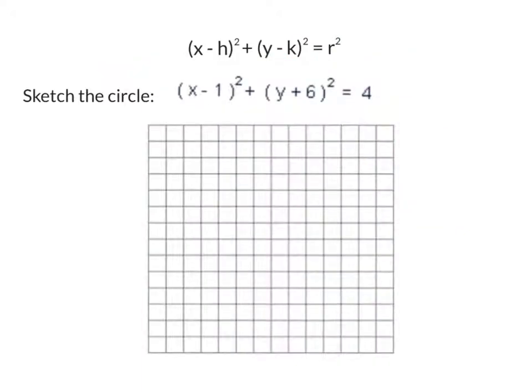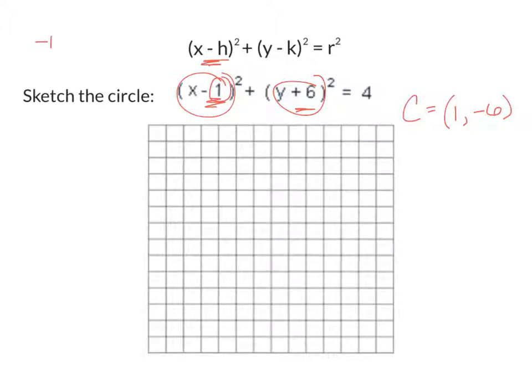For the first question, it just says sketch the circle. So if I look here, this is my h and that's my k, because this is what's next to x and this is what's next to y. So my center is 1 comma negative 6. And notice I changed the signs because there's a negative h in here. So that means only a positive 1 was put in here. So it should make sense.